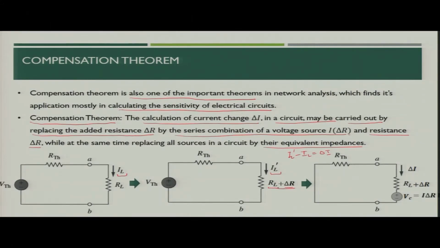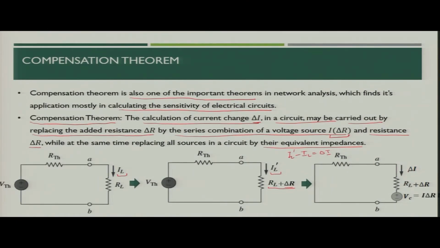So, what you can represent equally, if you want to see the impact of only the delta I, you can equivalently represent the circuit as a new voltage source Vc, which opposes the direction of the flow of the current, and the value of Vc is I into delta R, which would be connected in series with RL plus delta R. So, now you again see the compensation theorem, the calculation of current delta I. When you place the arrangement like this, you can easily find out the value of delta I.